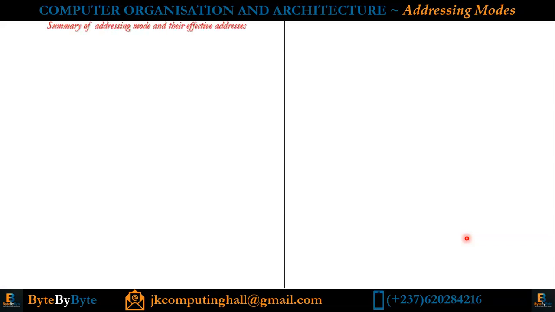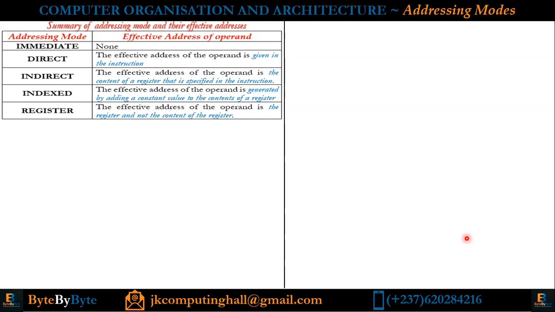Now, a summary of addressing modes and their effective addresses. Take note of part 1 and part 2. This is a table summarizing how to obtain the effective address of each of these addressing modes. For immediate, there is no effective address since the value we are given is what is used in the operation. In direct addressing, the effective address of the operand is given in the instruction. In indirect, the effective address of the operand is the content of a register that is specified in the instruction.